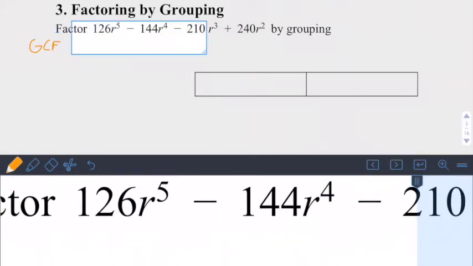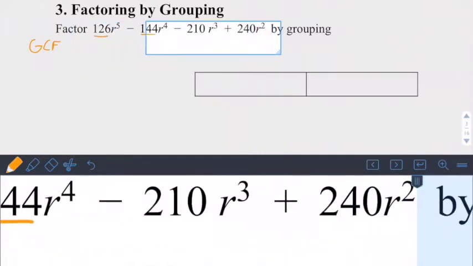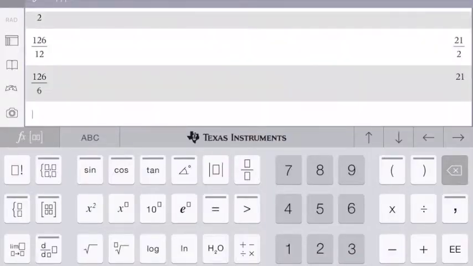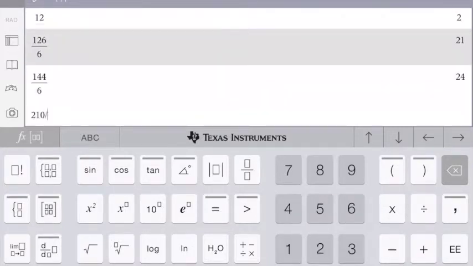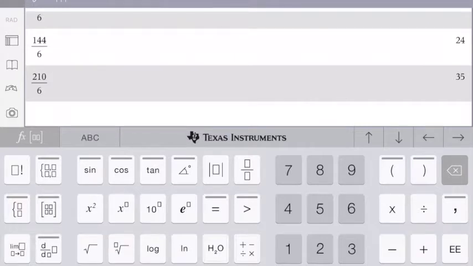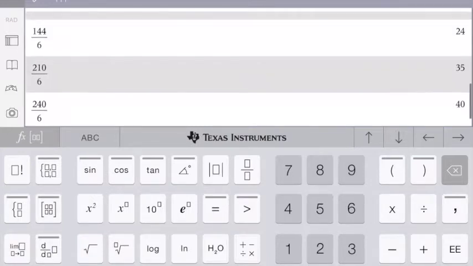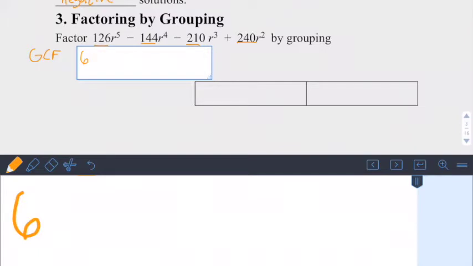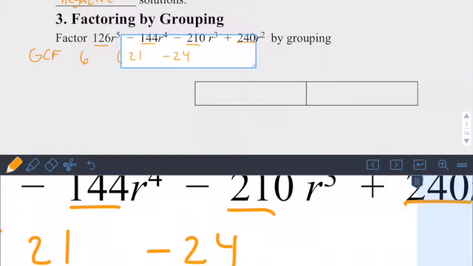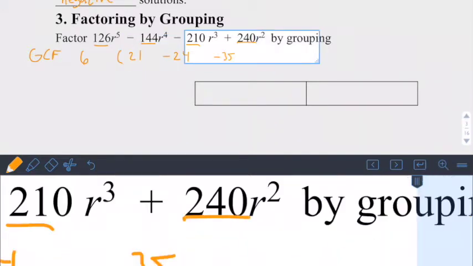So on all of these numbers, 126, 144, 210, and 240, I suspect I'm going to be able to divide out 6. So let me double check. Great, so that is probably our greatest common factor, and so now I'm going to divide that out. So I get 21 minus 24 minus 35 and then plus 40.